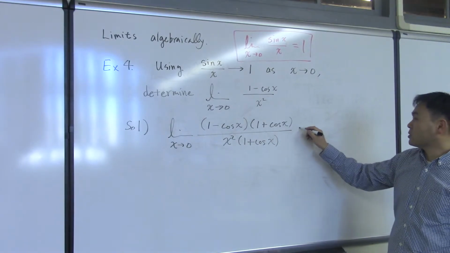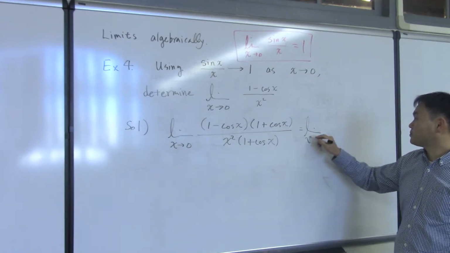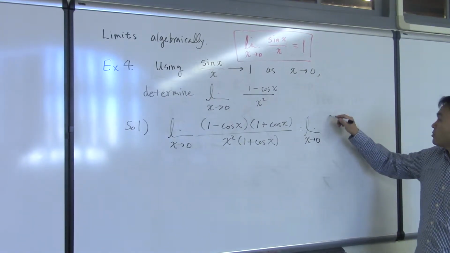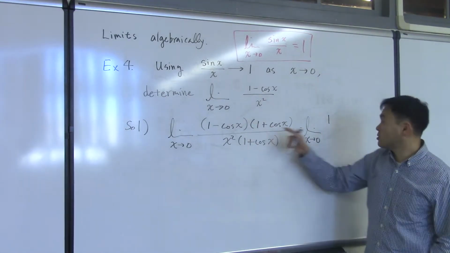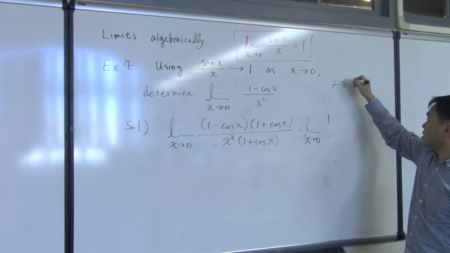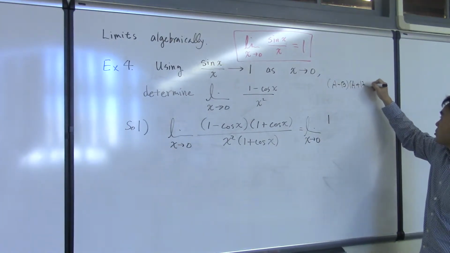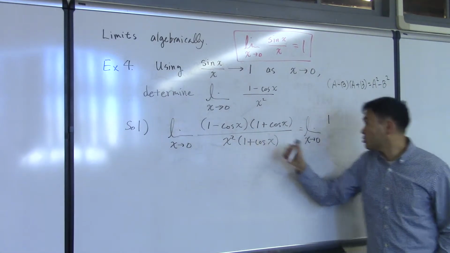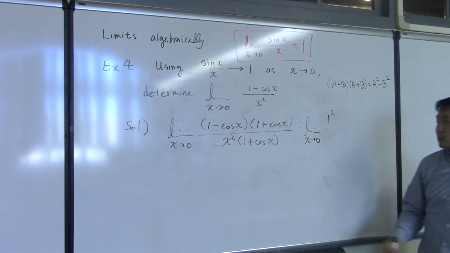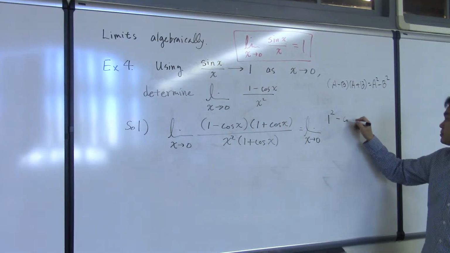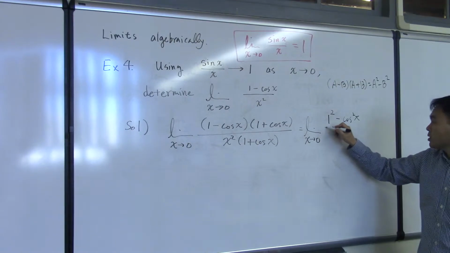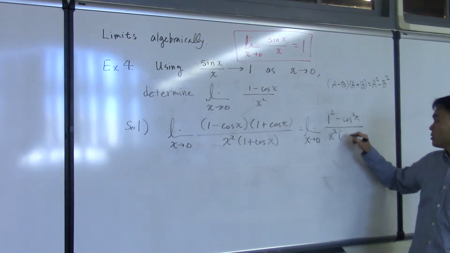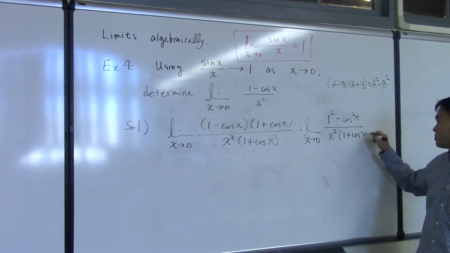Now, how does this help? It helps because if you use this a minus b times a plus b equals the difference of two squares formula, then you get 1 squared, the square of the first one, minus the square of the second one. And then you have x squared times 1 plus cosine x.